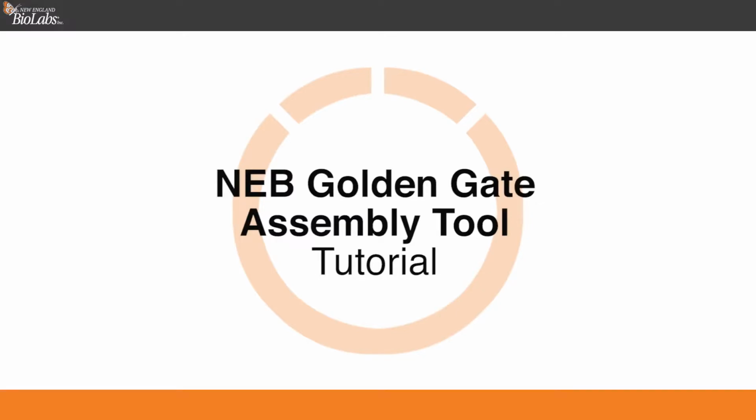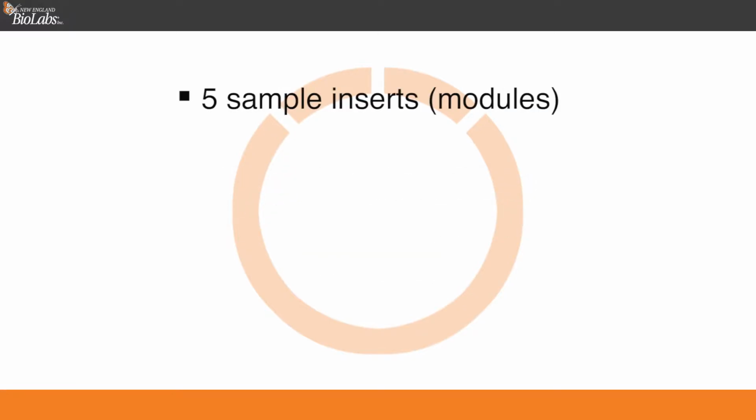Tutorial for NEB Golden Gate Assembly Tool. In this video, we will demonstrate how to use the NEB Golden Gate Assembly Tool. As an example, we will build an assembly from 5 sample inserts or modules using the PGGA Select Destination Plasmid supplied with our Golden Gate Assembly Kits.